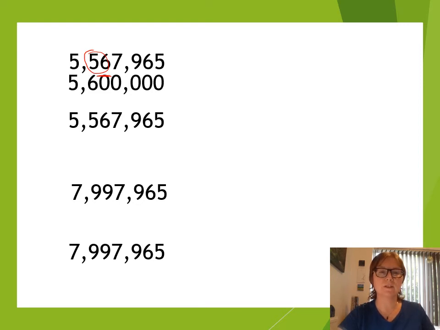If we look at rounding to the nearest million, we circle the digit in the millions place and we underline the digit on the right. We can see that that's a 5, so we're going to round up again, so that becomes 6 million.